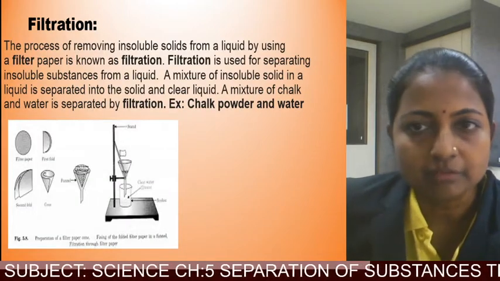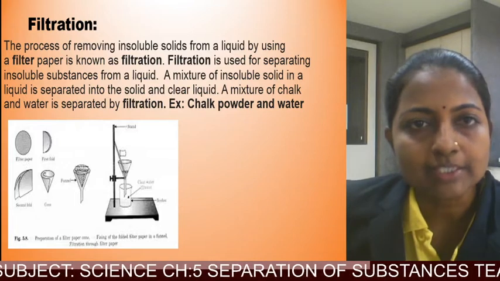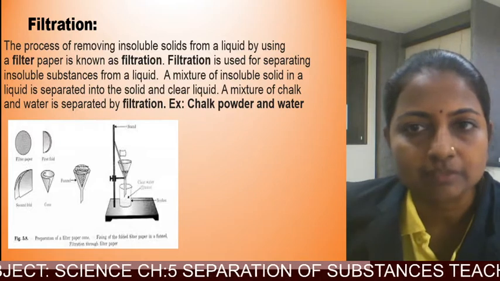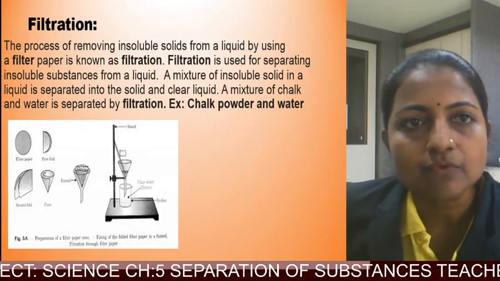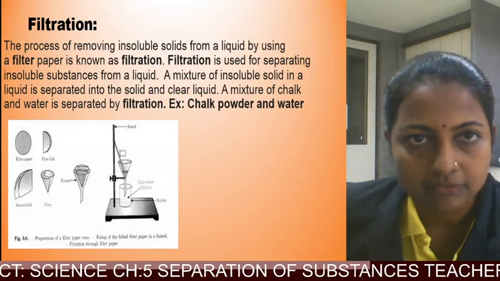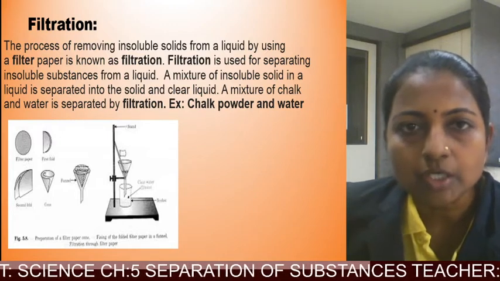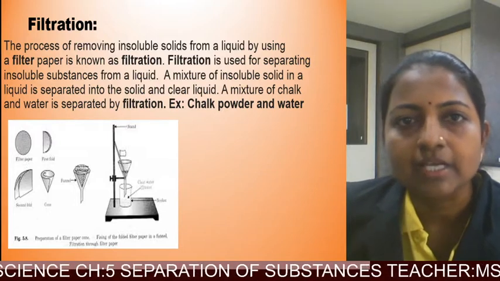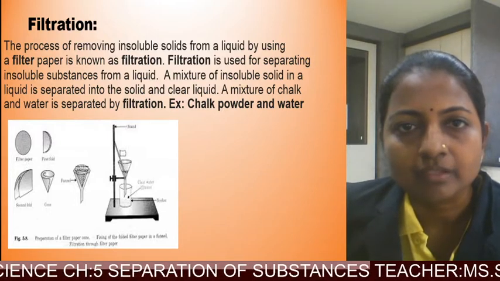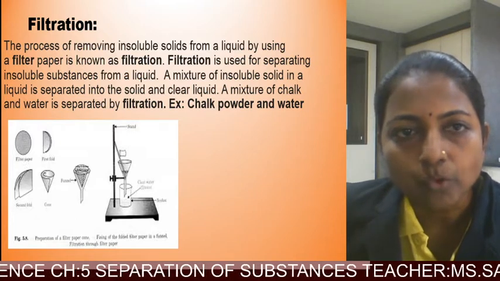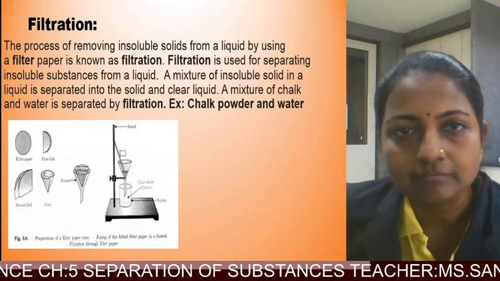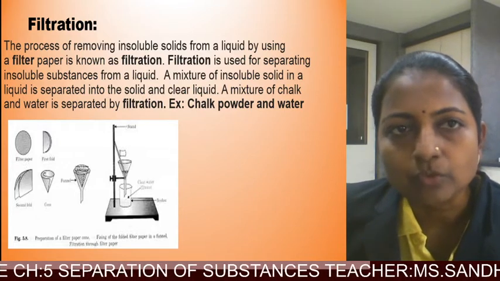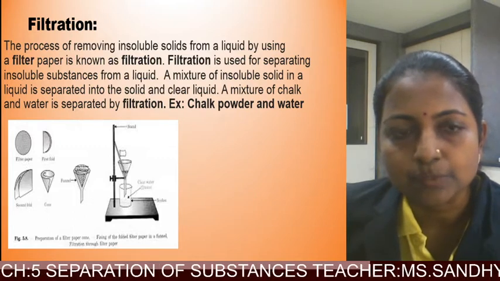Now we will see the filtration method. The process of removing insoluble solids from a liquid by using a filter paper is known as filtration. Filtration is used for separating insoluble substances from a liquid. A mixture of insoluble solid in a liquid is separated into a solid and a clear liquid. A mixture of chalk and water is separated by filtration. Example, chalk powder and water. Muddy water also we can filter by this process.